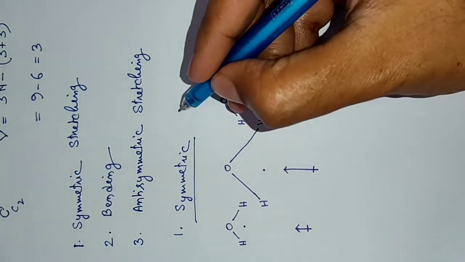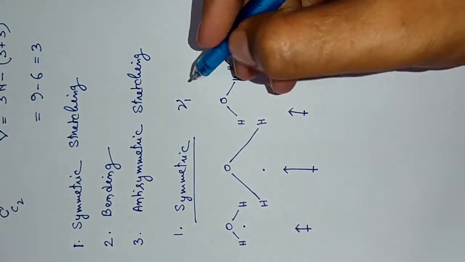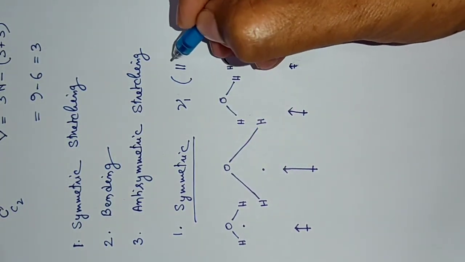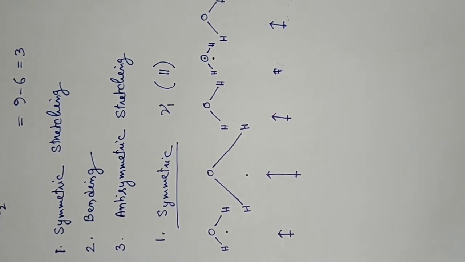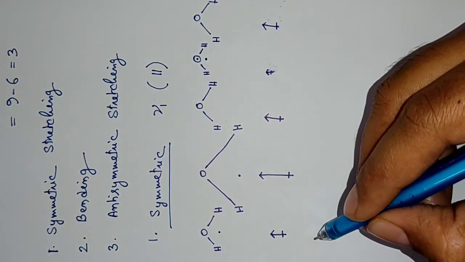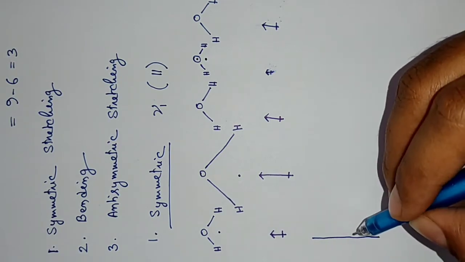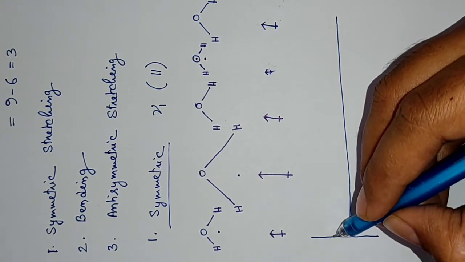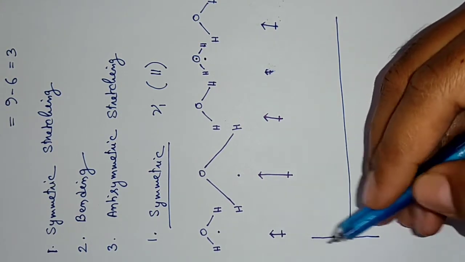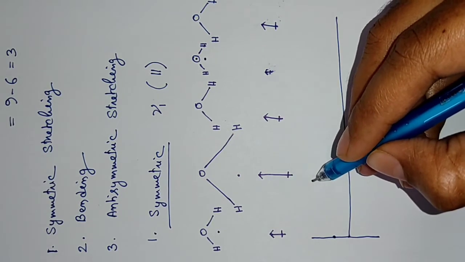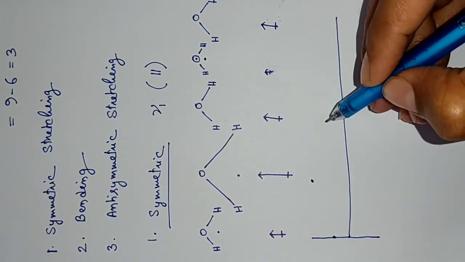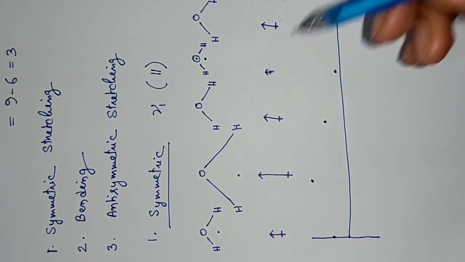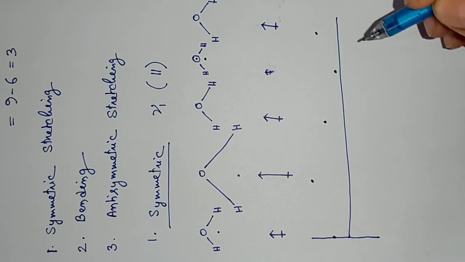Now it is symbolized as nu1, and because it is along the symmetry axis, it is termed as parallel. Now if we try to plot the oscillation in dipole moment, it will be like this. Here we will have the dipole moment. Now it is increasing, so we will get a point here. It is again coming back. Now it is decreasing, but still has a magnitude. Again it is coming back to the original position.